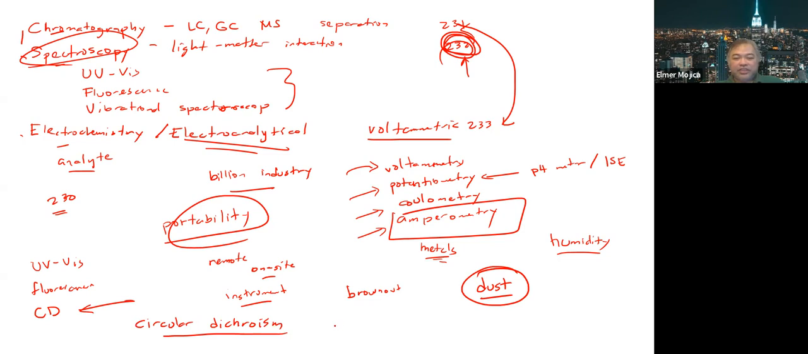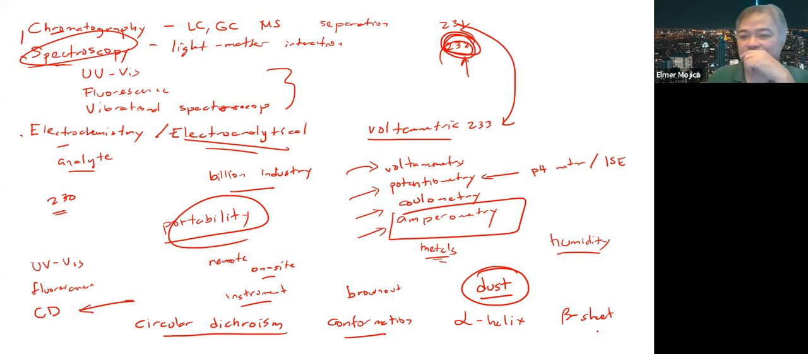So the CD measures what we call conformation. Are you familiar with biochem? The primary, secondary, tertiary, and quaternary structures, involving the alpha helix and the beta sheet. Because what I'm trying to analyze there is the interaction of protein with some nanomaterials. So I analyze the UV-Vis, the fluorescence, the CD, and then either the IR or the Raman. Each of them tells a different story.